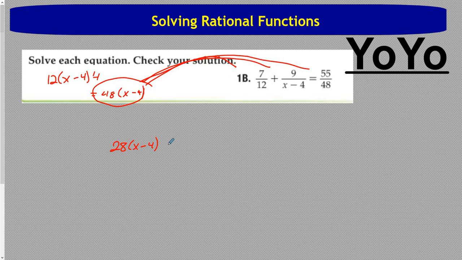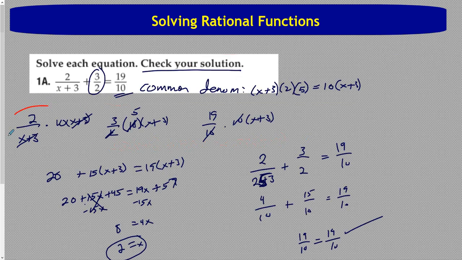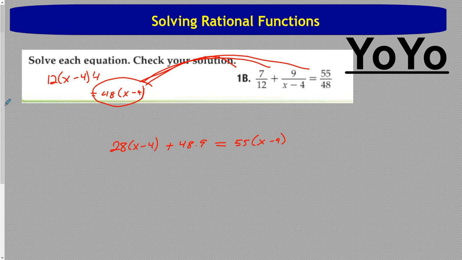It'll be 48 times 9. And then 48's cancel. It's going to be 55 times x minus 4. If that's kind of confusing, go ahead and write it all out every step like I did back here and show this cancellation. That might help a lot. I'm just going to save some room by not doing it. I'm hoping that me talking through it kind of shows you what's happening.